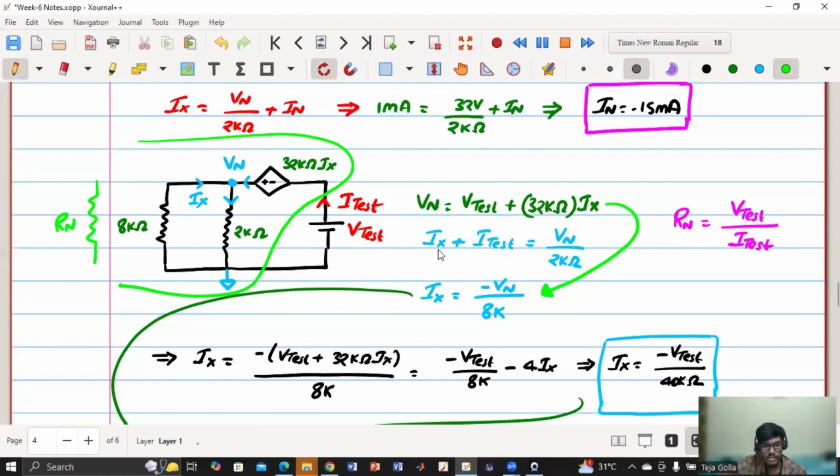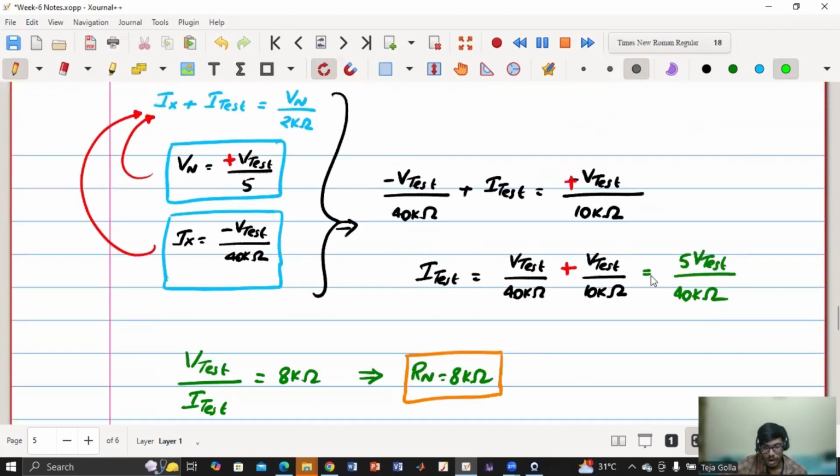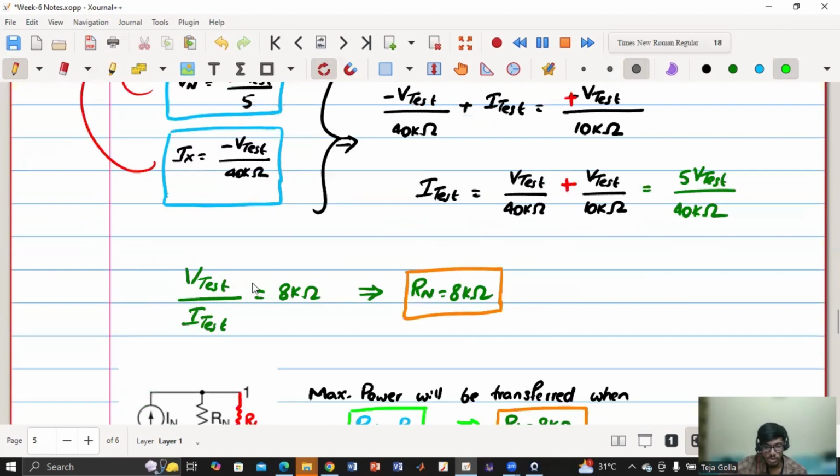So which is what I have done. First, I have written what equations I have. One equation is this node voltage, which is V test plus 32K into Ix. Other one is by applying KCL. And the third one is the value of Ix, so 0 minus Vn. Now let me not go into the calculations. You can do it by yourself. So I have three equations, four unknowns. First, you have to calculate Ix in terms of either I test or V test, and Vn in terms of I test and V test. Once you get that, you substitute it in the third equation. Then you will get I test equal to V test by 8K. So V test by I test is nothing but 8K. So I will get R Norton to be 8K.